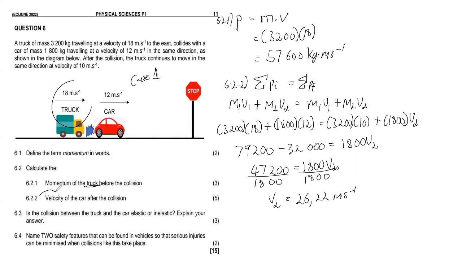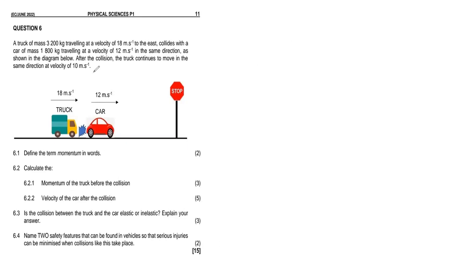Now we are calculating the velocity, which we have to note is a vector, so we need to also include the direction. So this is 26.22 meters per second. To which direction? East, right? Note that we are told here east, so do not say right. Use what you are given there in your question. So 26.22 meters per second east. Now we know that this is usually a 4-mark question, but then we have that extra mark there for the direction.